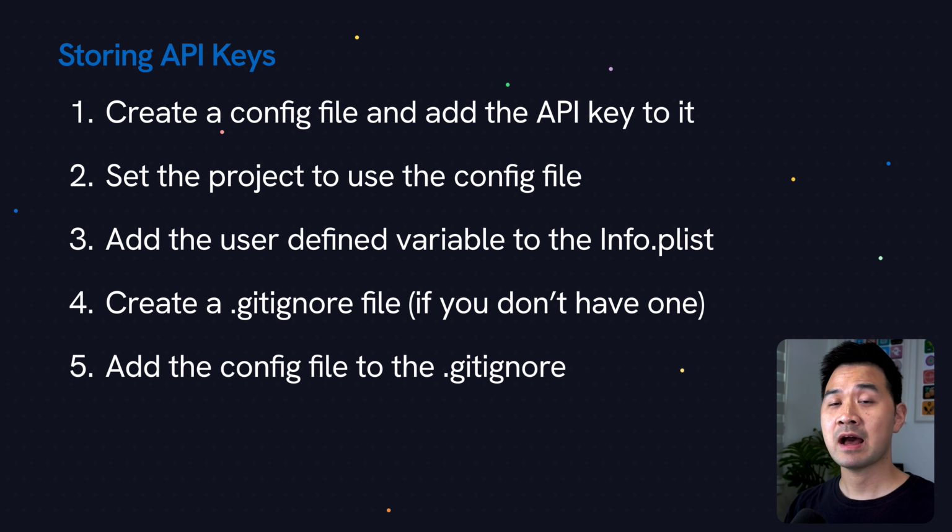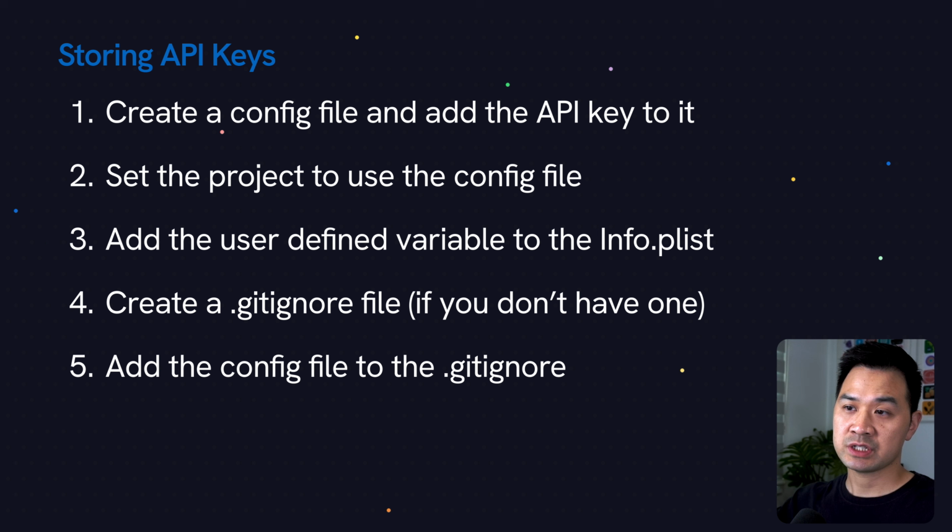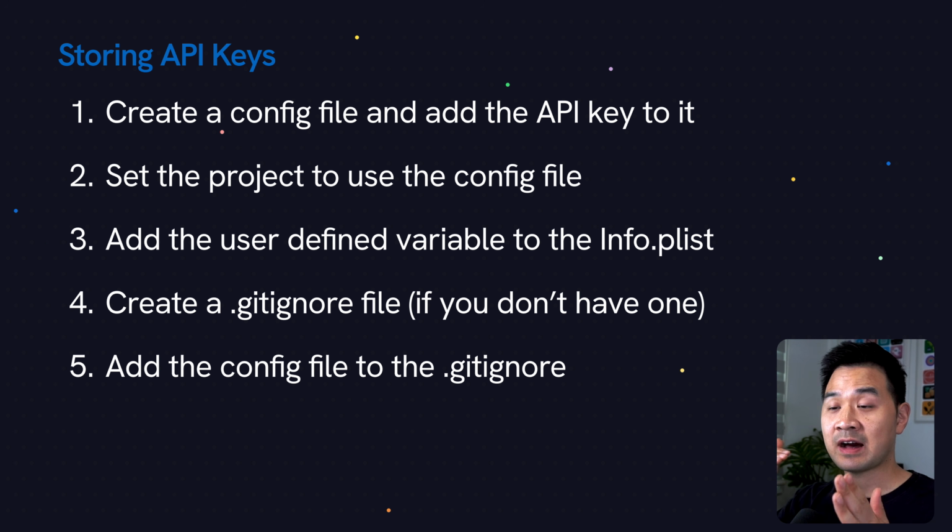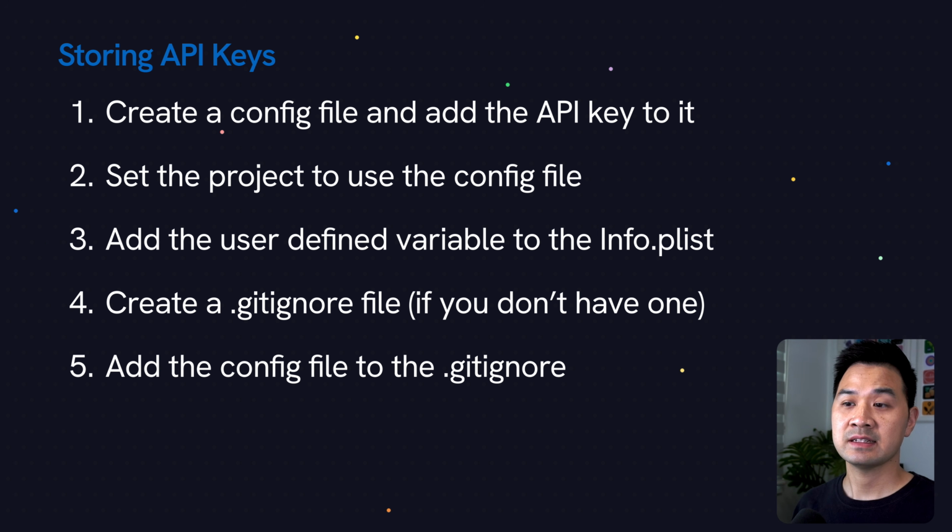If you're curious about how those are done, I would just Google how to use a git ignore file, and it's literally just listing your config file, like the file name, inside that git ignore file, which is essentially just a text file. And you include that git ignore file with your Xcode project.